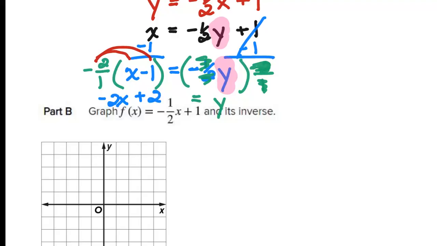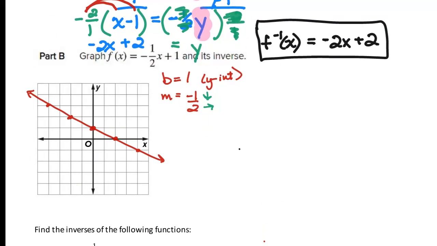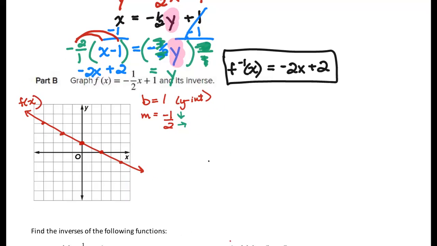Is that my final answer though? No. And we'll figure that out when we get back. All right, so that is the original. That is f of x right here. Thank you. The inverse, we just solved for that. Okay, so this is negative 2x plus 2. So that means my y-intercept is 2. My slope is negative 2, which is going to be negative 2 over 1.